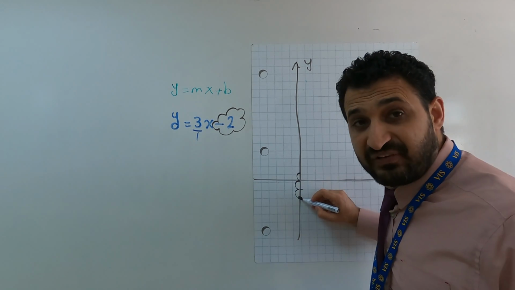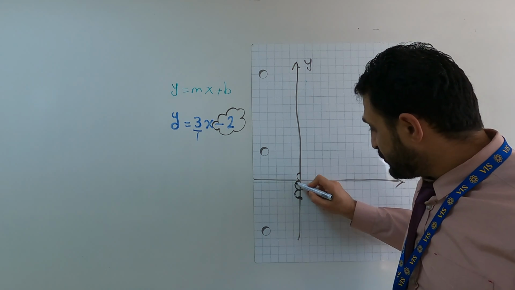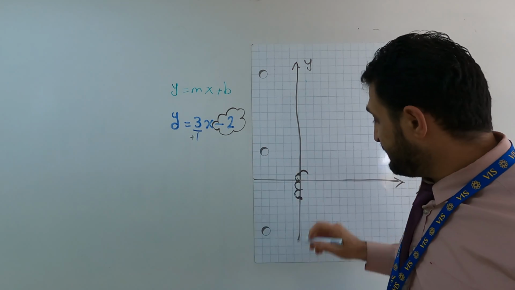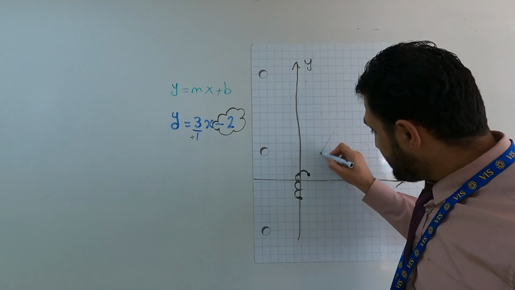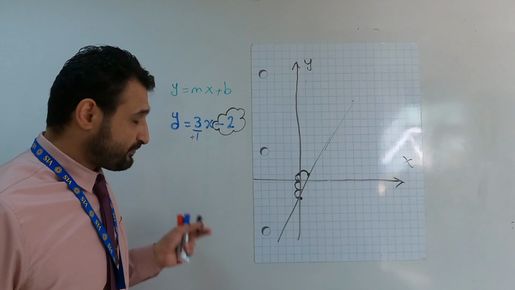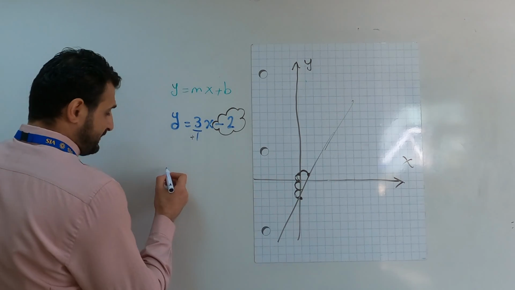Some students count the first point. Don't count it, just start from here. 1, 2, 3, then 1 unit right, because the run is positive. So the last point is here, and graph it. That's all about slope intercept form.